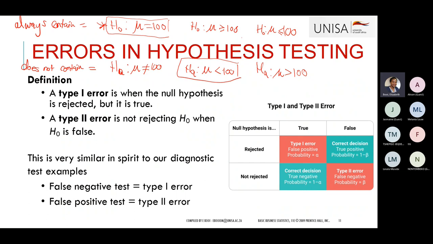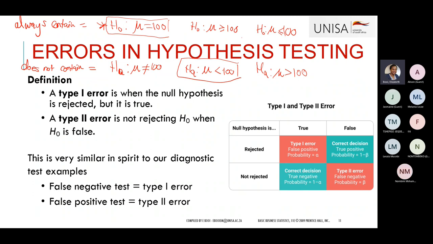diagnostic. So if we put the type one error in terms of a matrix like this, you will be able to see, when we have the null hypothesis, whether we're rejecting or not rejecting it, when it's true or false, where you will be creating a type one error and a type two error. So if you reject a null hypothesis when it's true, you are creating a type one error. But if you are rejecting it and it was a false one, then you are making the correct decision. And if you are not rejecting a true null hypothesis, then you are also making a correct decision.